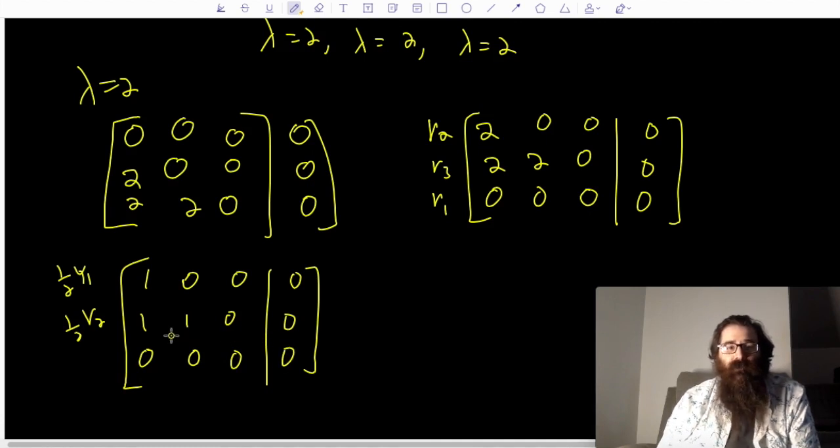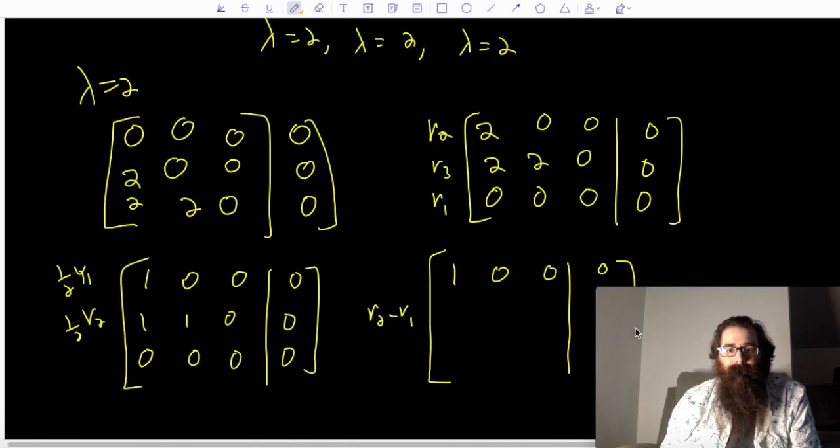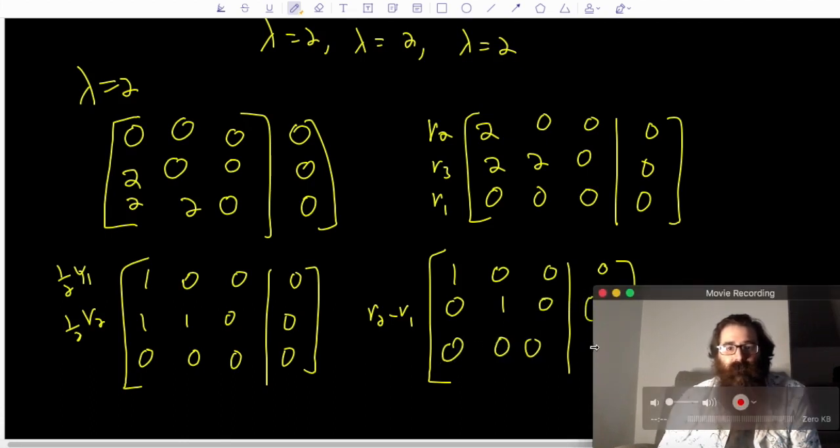And this is almost fully reduced. I would want to replace row 2 with row 2 minus row 1. So I can rewrite row 1. And then row 2, 1 minus 1 gives me 0, 1 minus 0 gives me 1, 0 minus 0 gives me 0, and then again. And then row 3 is going to stay as that row of all zeros.